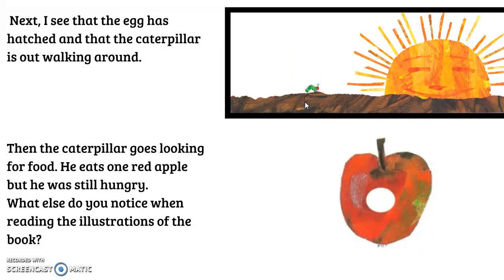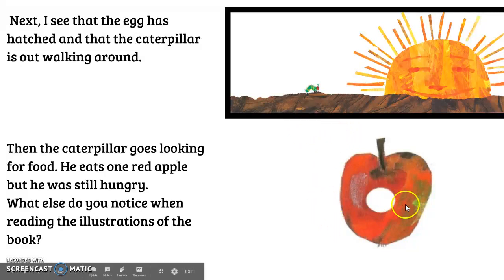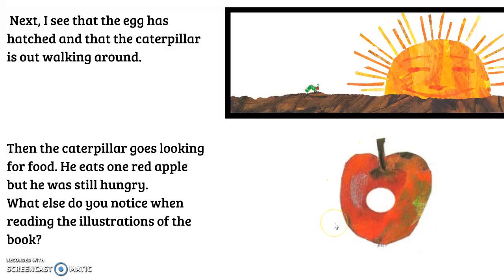Then the caterpillar goes looking for food. He eats one red apple, but he was still hungry. What else do you notice when reading the illustrations of the book?